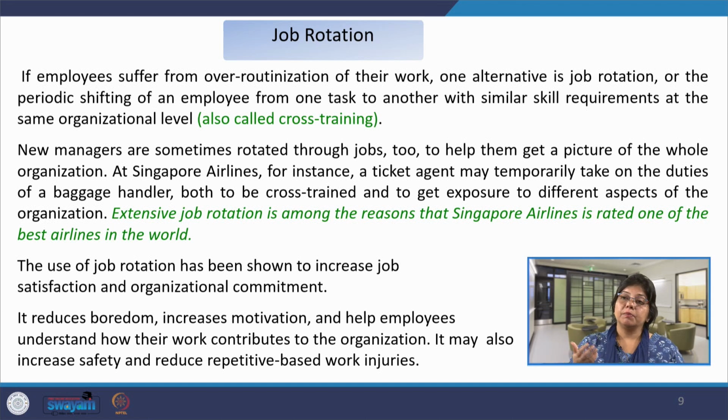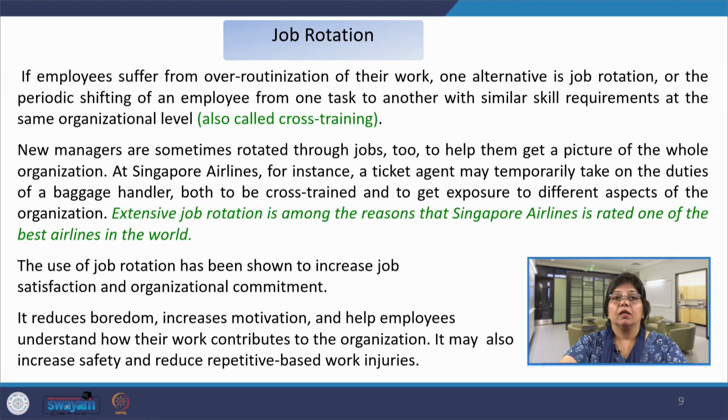So, maybe the person is performing one job, but because of boredom or monotony, the organization can shift that person, having the same skills, to perform them in another area or department, and that brings change in his routine. This is job rotation or cross training. Now, why is this cross training? Because when an employee who is new to the job is exposed to different kinds of skills and departments, being transferred from one department to another, they get a very holistic view of how the whole organization works. So, new managers are sometimes rotated through jobs to help them get a picture of the whole organization.